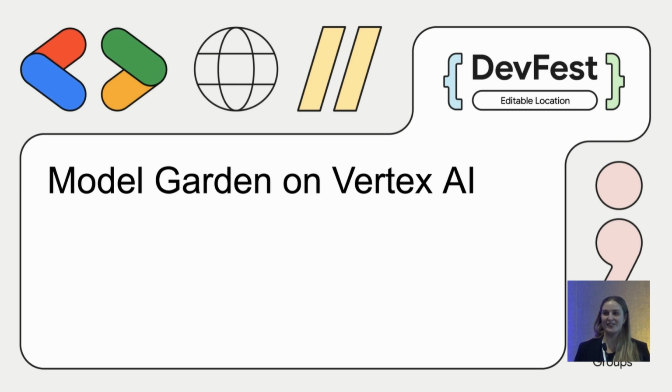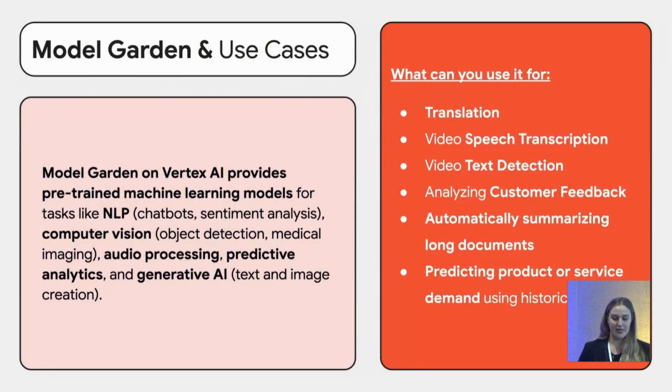So now let's get started with Model Garden on Vertex AI. Model Garden on Vertex AI provides pre-trained machine learning models for tasks like NLP, computer vision, audio processing, predictive analytics, and generative AI. How can you use this in your everyday work? You can use it for translation, video speech transcription, text evaluation, analyzing customer feedback, automatically summarizing documents, which we all love, and predicting product or service demand using historical data.